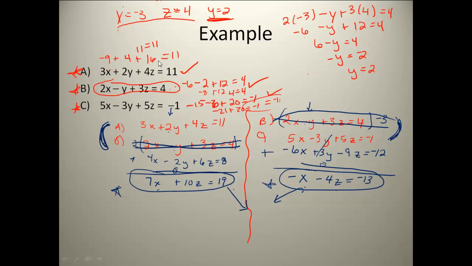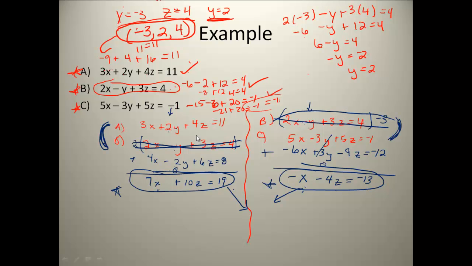Since these three numbers worked in all three equations, I have found my solution. The last thing I need to do is write them as an ordered triple. So I'm going to write it as negative 3, because that's my x, then I do my y, which is 2, and then I do my z, which is 4. So there's my x, y, z triple, my solution to that system.